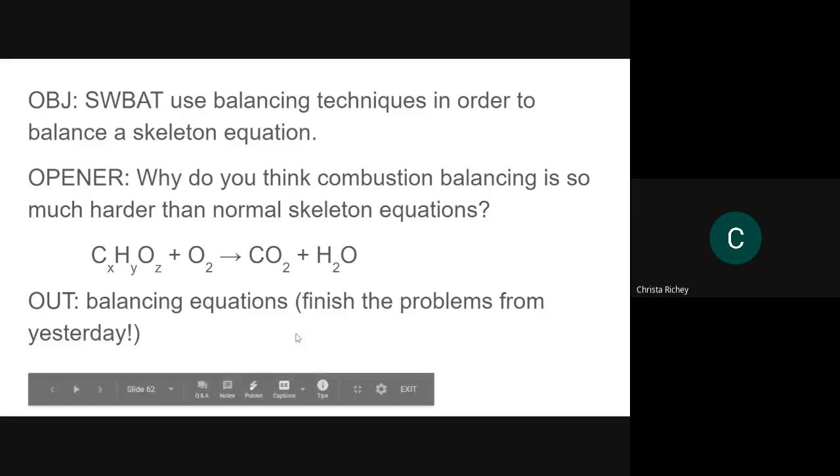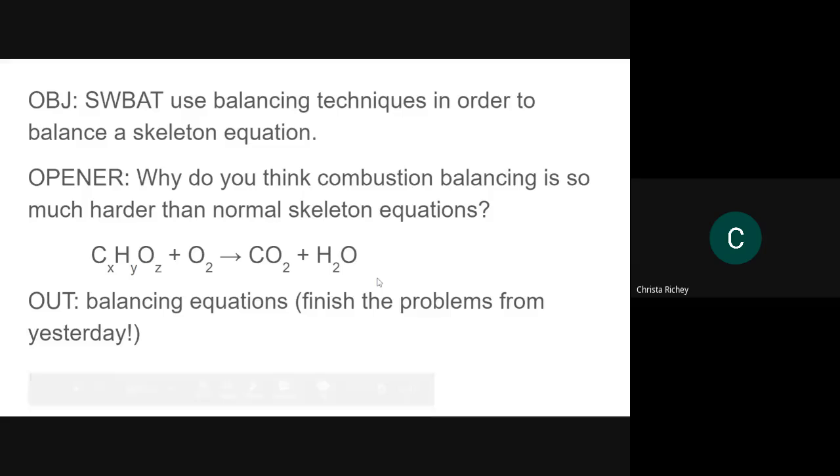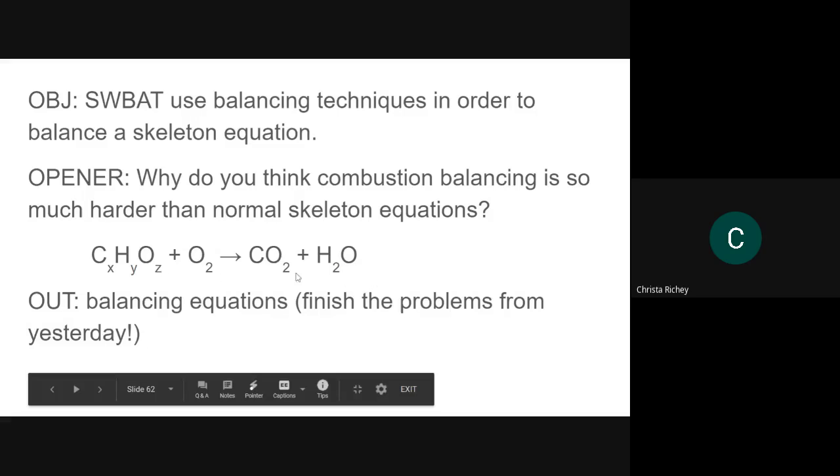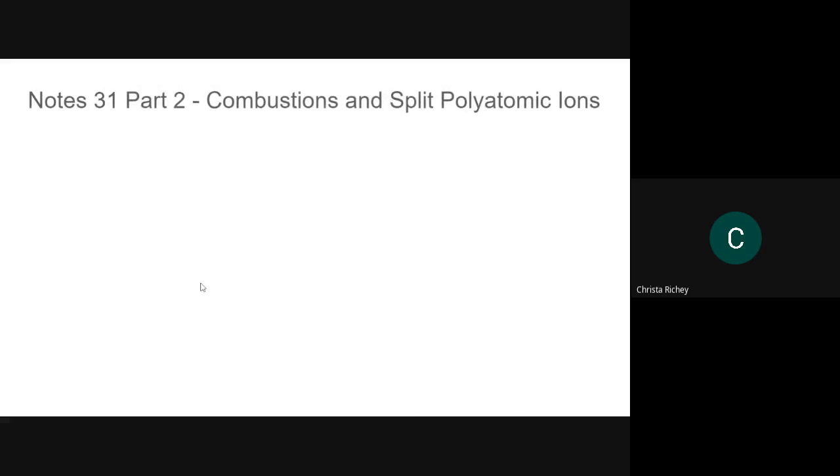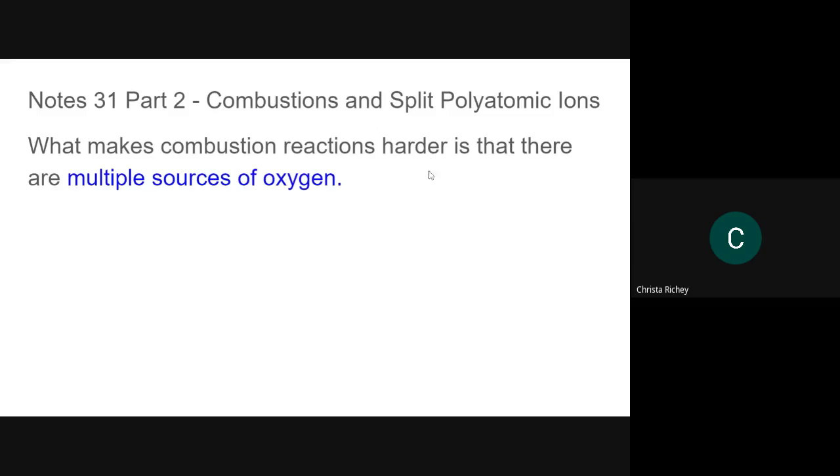Okay, so there is no extra paper. The notes themselves, I left some behind for those of you that want to do paper, but this is to finish the paper from Wednesday. So notes 31, part 2. Combustions, and we have to split a polyatomic from one side to the other.